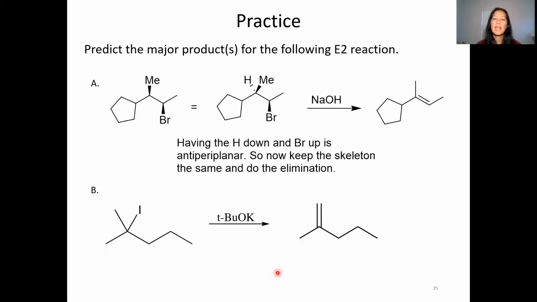Okay, that's where I want to end. The next time we're going to just bring it all together and we'll be able to really predict whether SN2, SN1, E2, E1 are going to occur.